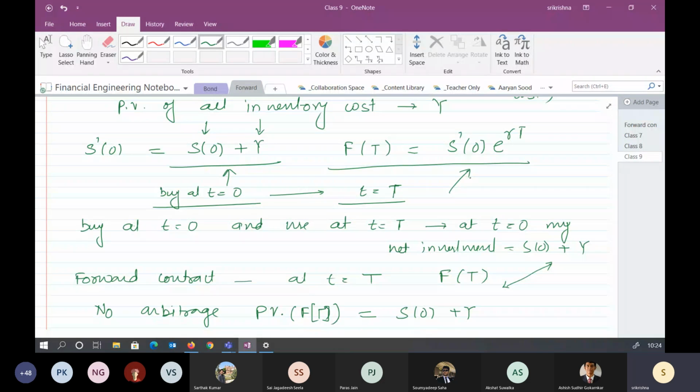Is it clear, Ashish? Yes, sir, it's clear. Sir, so F of T is equal to S naught e to the power rT, and the present value of F of T would be S naught plus Y. The arrow that you are showing at t equal to T, and present value of F of T is equal to S naught plus Y. So we are saying that that should be equal with discount. With discount. Okay, then it is fine.